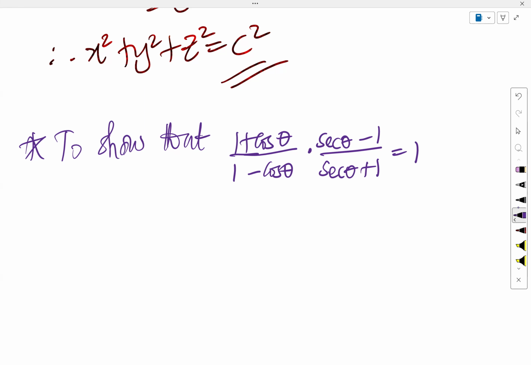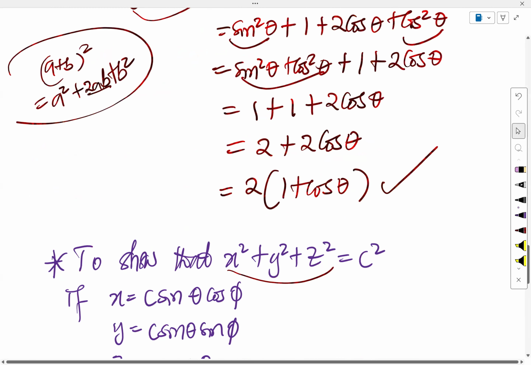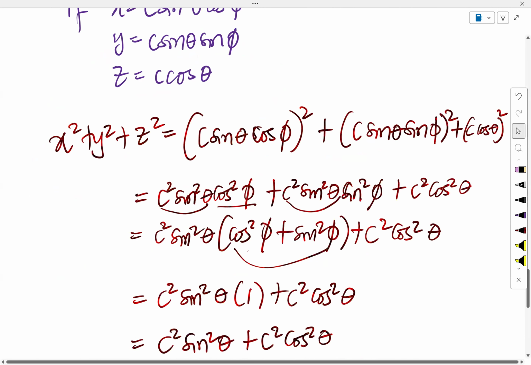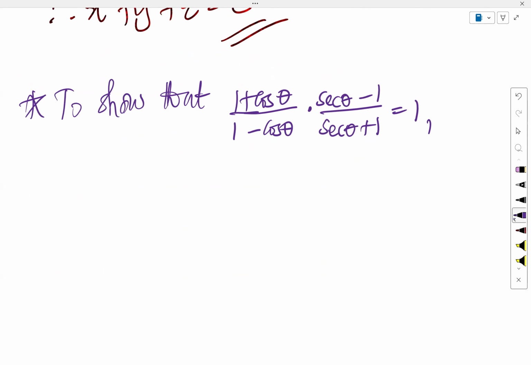So you can see that everything we have been doing so far, the trigonometric identities have been helpful in resolving them. Sine squared theta plus cos squared theta and all those things are really helpful. So here we want to show that 1 plus cos theta over 1 minus cos theta times sec theta minus 1 all over sec theta plus 1 is equal to 1. Okay? And that's what we need to show.